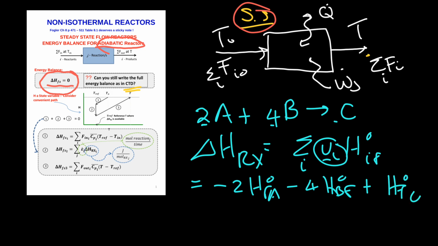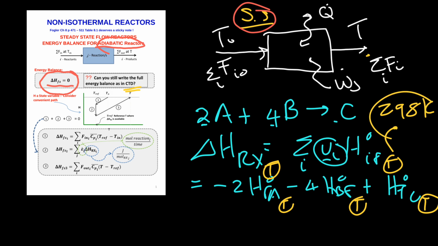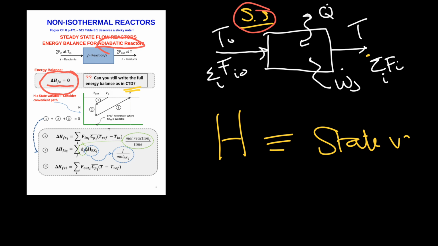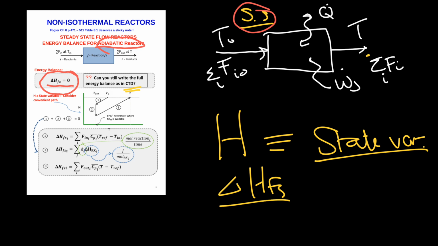The slight glitch here is that we are limited to tabulated values or values available on the web, where we just have certain reference temperatures where we can find these variables. And generally that reference temperature is 298 Kelvin. So in CTD, we realized we could solve that conundrum by realizing that enthalpy is a state variable.